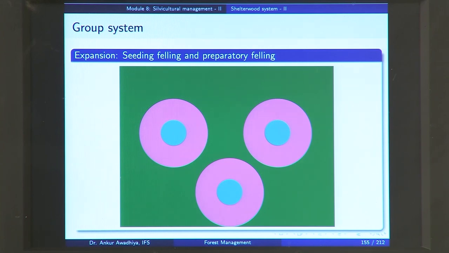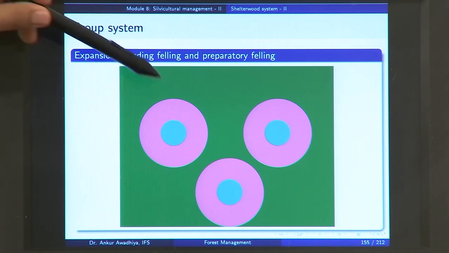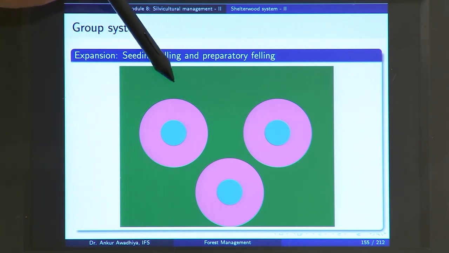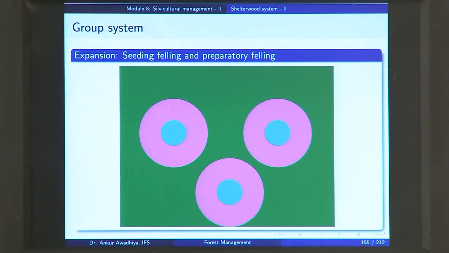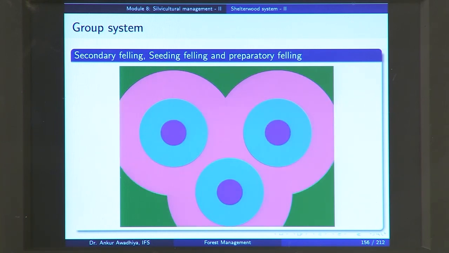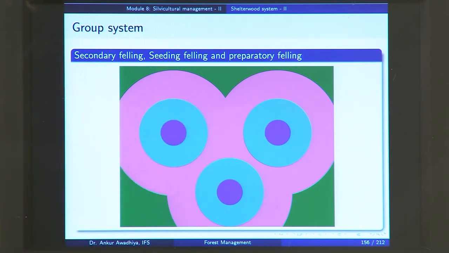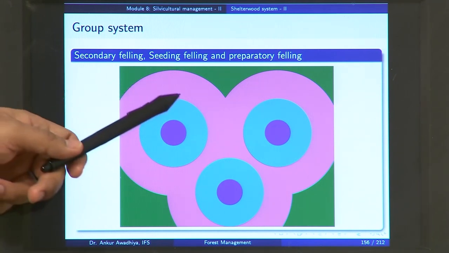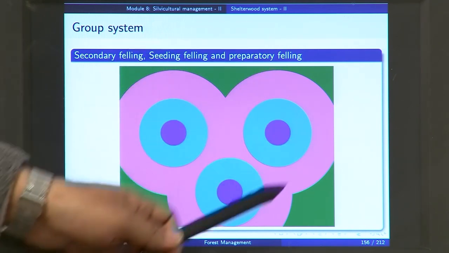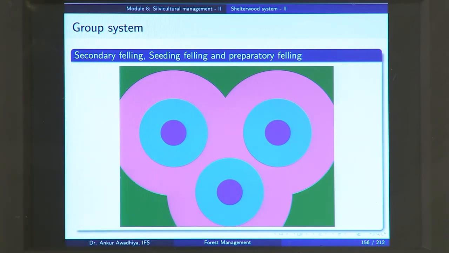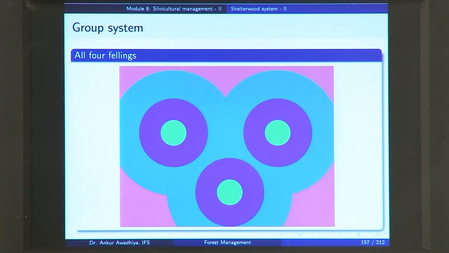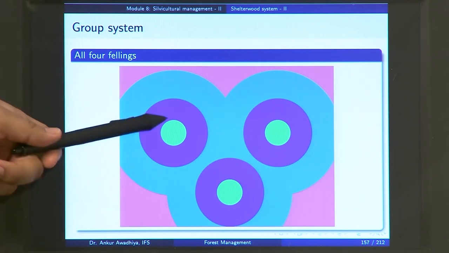Here again you will choose these surrounding areas looking at the age distribution of trees, so these will not be concentric circles, but the shape might differ. Suppose in this area you have more trees, so it will look like this, but you are expanding it centrifugally. Once you have done the seeding and the preparatory felling, next you do the secondary felling. So, these areas that initially showed the advanced growth have now moved to secondary felling. These areas have moved to the seeding felling, and the surrounding areas have moved into the preparatory felling phase. And then you do the final felling in these areas.